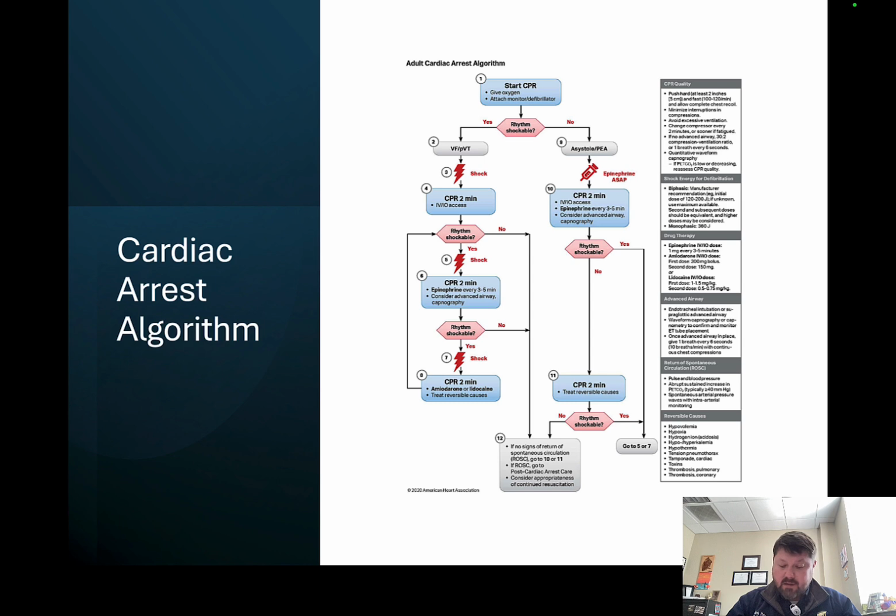put end-tidal CO2 on, and then consider your reversible causes, which include hypovolemia, hypoxemia, your hydrogen ion, which is acidosis, hypo or hyperkalemia, or increased or decreased potassium levels, hypothermia, tension pneumothorax, cardiac tamponade, toxins, thrombosis pulmonary, or thrombosis coronary.